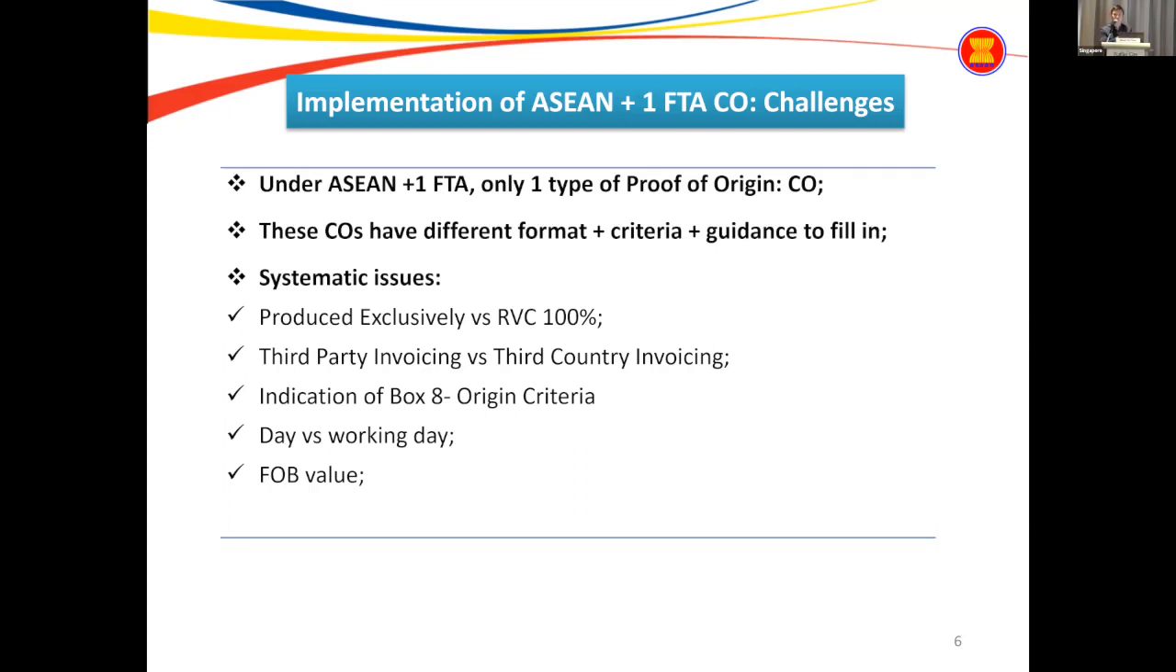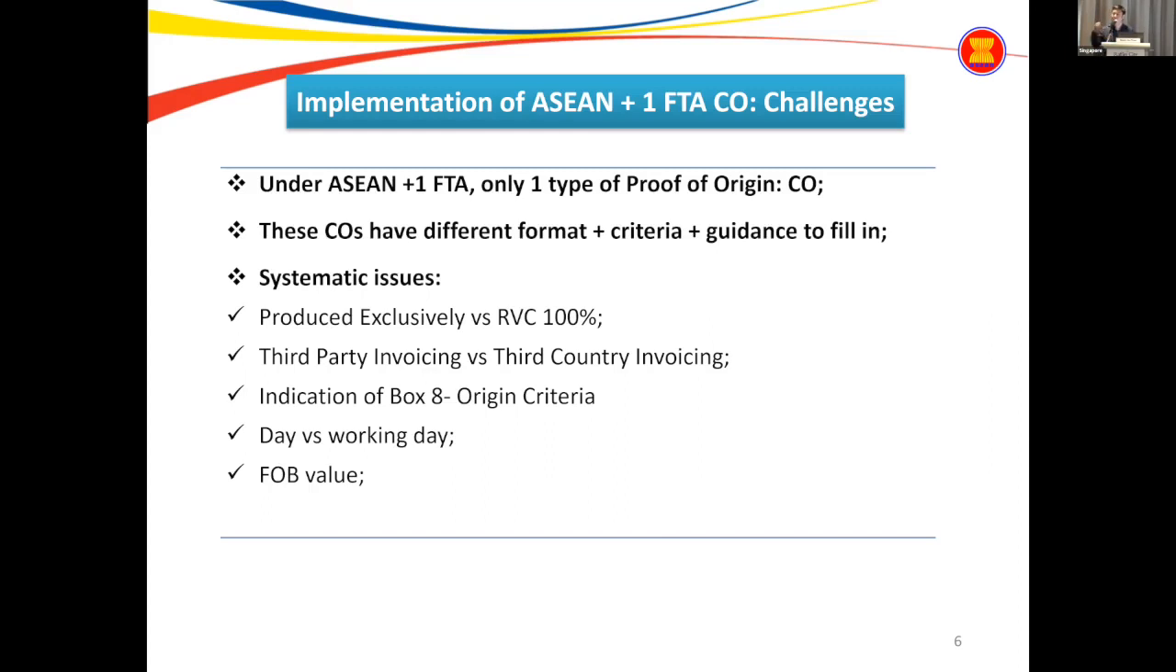But it's systematic because of the rule. That's why we need to harmonize it. But luckily, when we did the upgrade of the ASEAN-China FTA, we resolved it. That's just one issue. The second issue is third-party invoicing and third-country invoicing. When you read the rules under ASEAN-China, ASEAN-ANZ FTA or AHK FTA, ASEAN-Hong Kong, they use "party". But for the rest of the ASEAN FTAs, they use "country". So we have implementation issues.